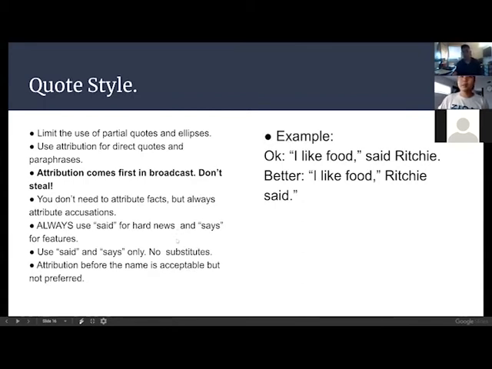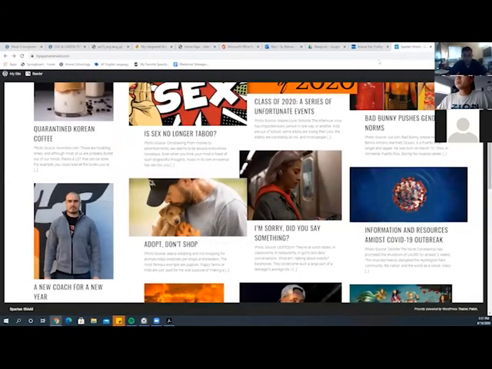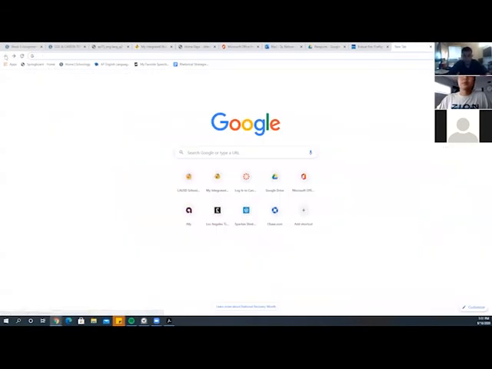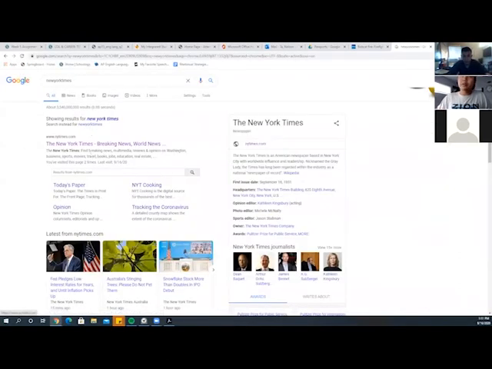Most of the time, we do attribution after the quote. So you'll see articles like, here we go, the New York Times. Hopefully we get to look at articles still.